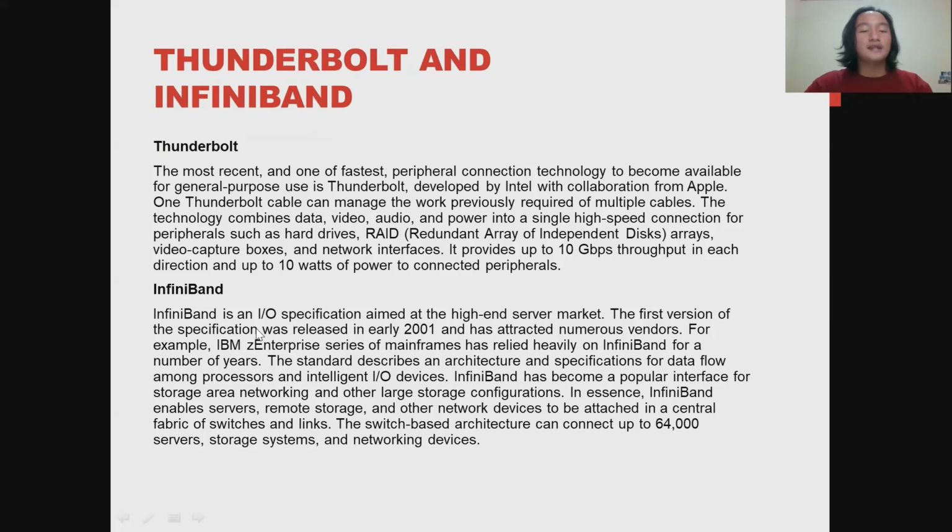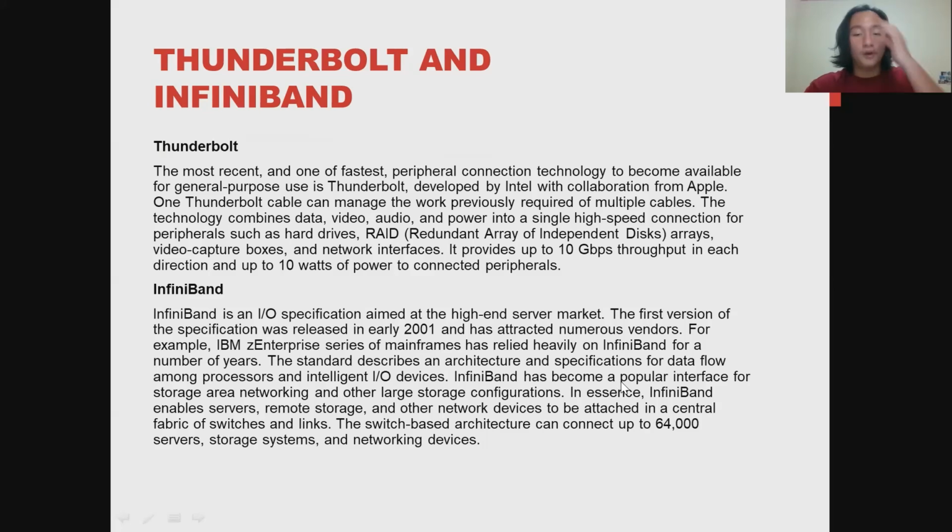InfiniBand. InfiniBand is an input-output specification aimed at the high-end server market. The first version of the specification was released in early 2001 and has attracted numerous vendors. For example, the IBM z Enterprise series of mainframes has relied heavily on InfiniBand for a number of years. The standard describes an architecture and specifications for data flow among processors and intelligent input-output devices.